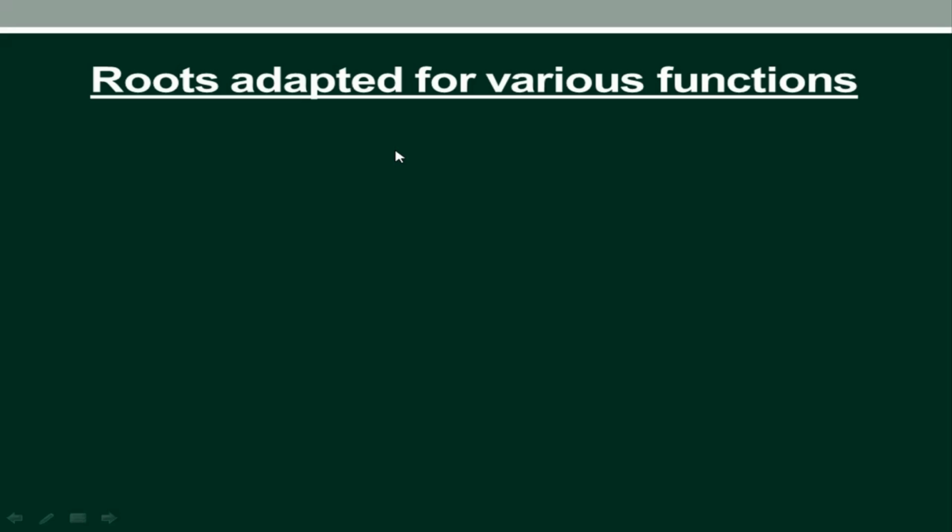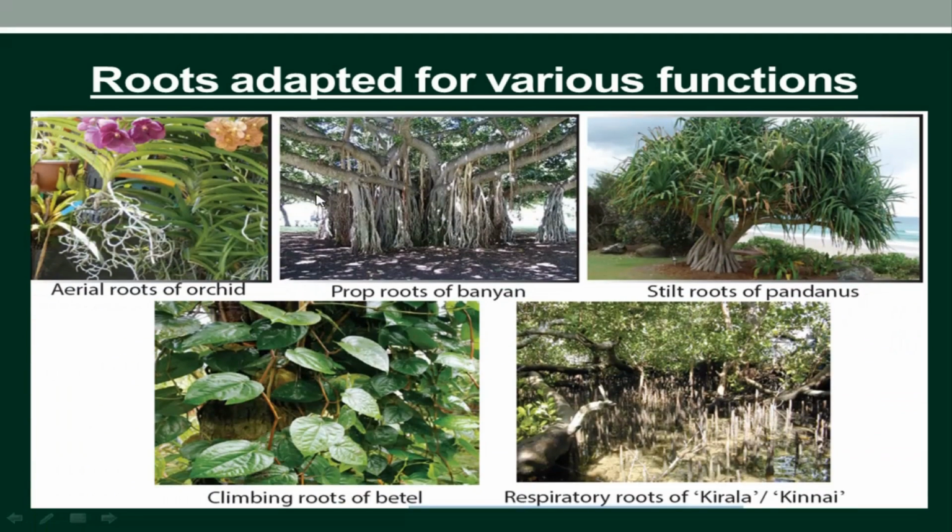Different plants have different types of roots. These different types of roots have various functions. Roots are adapted for various functions, right? This picture is relevant to the aerial roots of orchid. These aerial roots of orchid are able to absorb moisture, if not water, from the air.